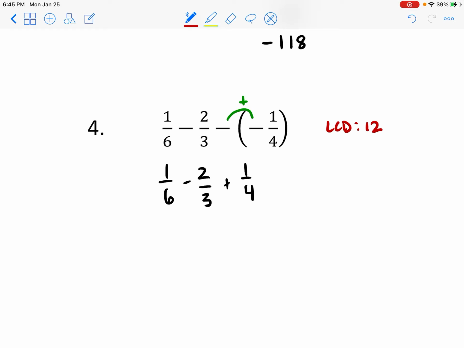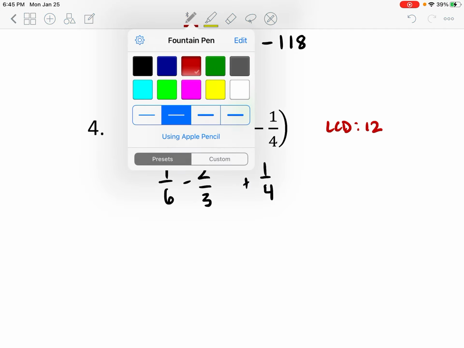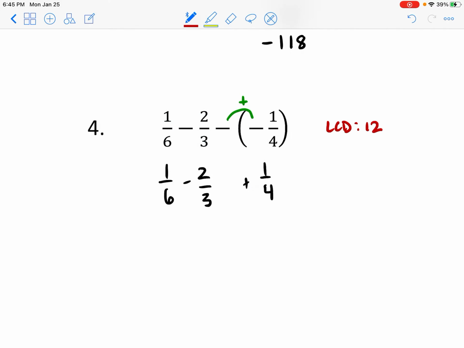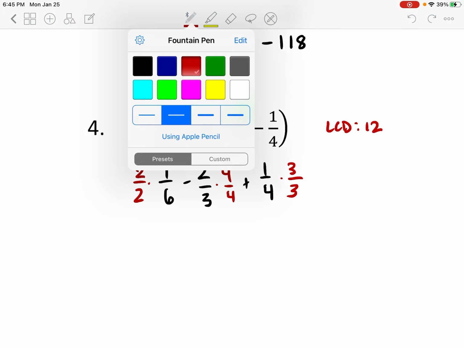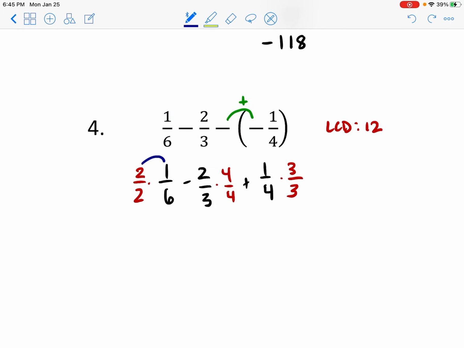then I'm going to have to multiply and fix all these fractions here. So I'm going to multiply this first fraction by 2 over 2 to get that 12. I'm going to multiply the second one by 4 over 4 again to get that to be 12. And I'm going to multiply this last one by 3 over 3 again to get that to be 12. So what we're looking at is 2 over 12 minus 8 over 12 and then plus 3 over 12. Okay, now it's much like the last one.